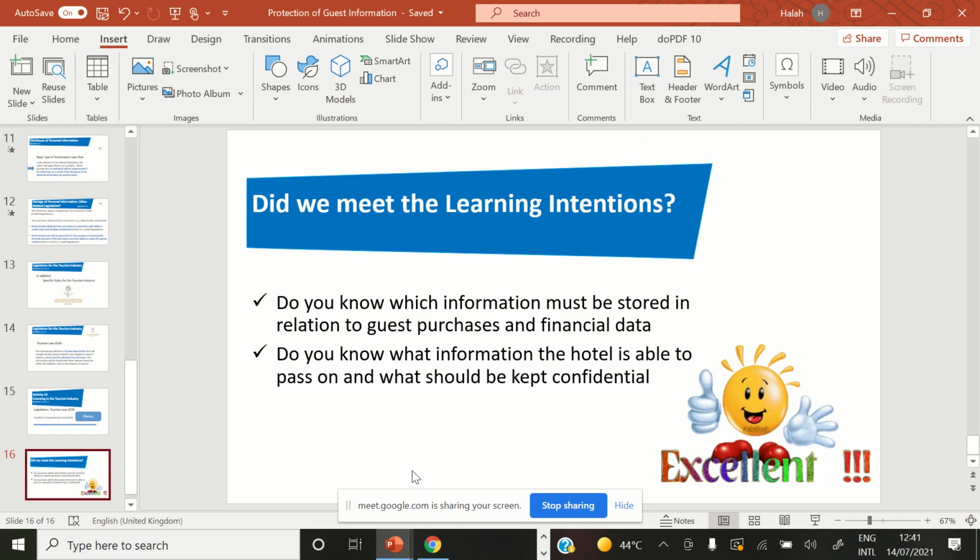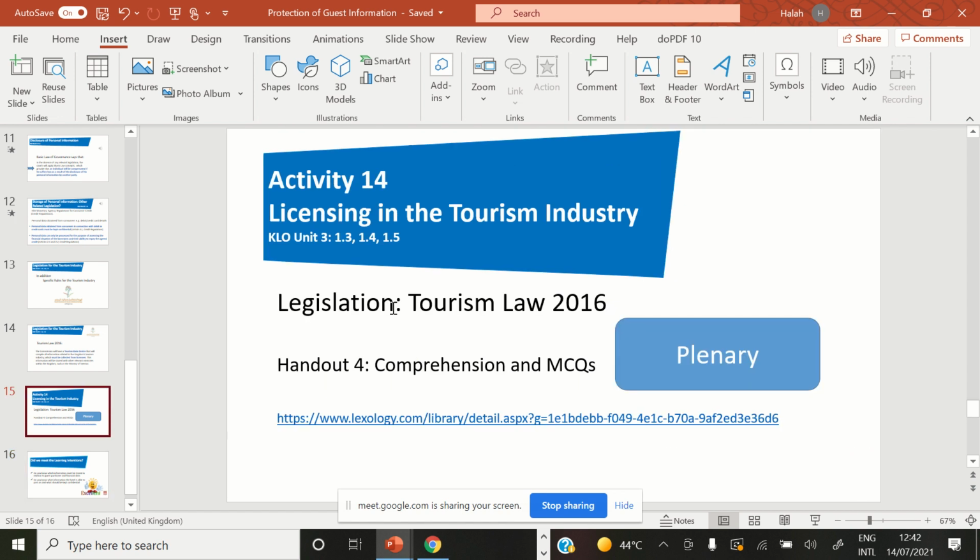Okay, so by the end of this lesson, you have to understand which information must be stored related to the purchases and the financial data, and also which information must be passed to another party like the Ministry of Interior, and which must be kept confidential. Okay.